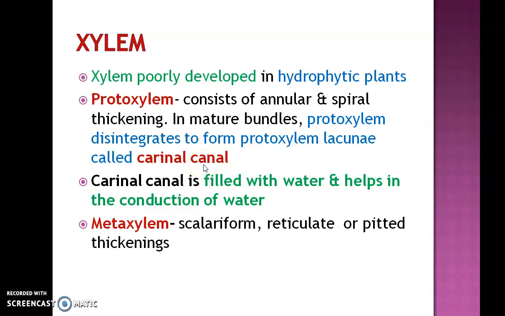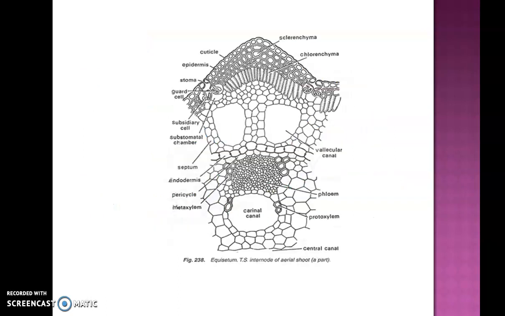I repeat, the carinal canal is a protoxylem lacuna formed by the disintegration of protoxylem during maturity. The main function of the carinal canal is that it is filled with water, so it helps in the conduction of water. Metaxylem is also present, made up of scalariform, reticulate or pitted type of thickening. Here is the phloem. Here is the metaxylem. Protoxylem disintegrates to form the carinal canal, which shows water in it.